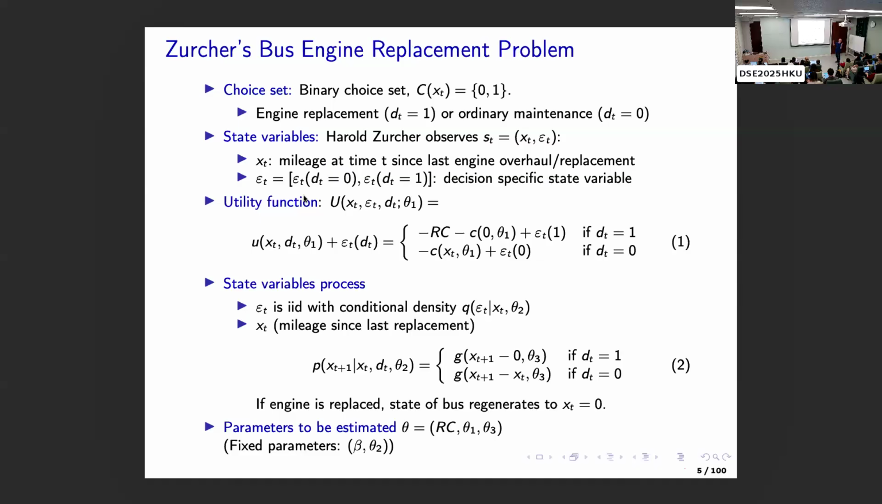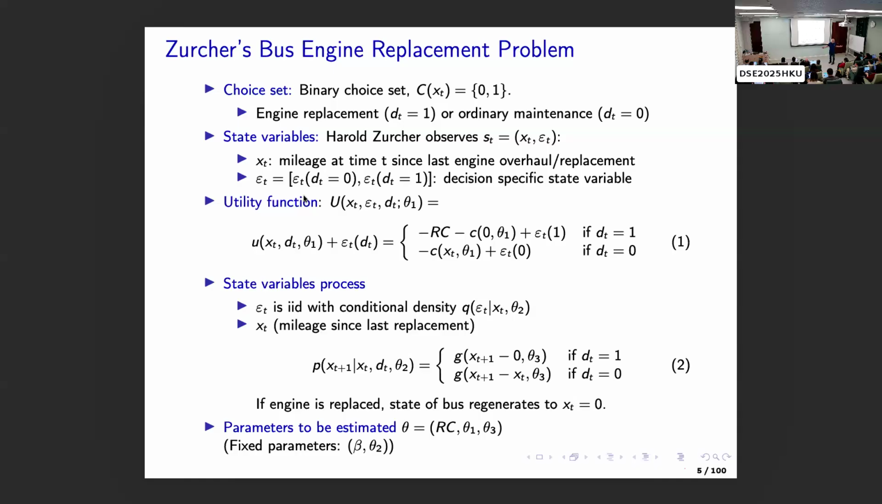So here's the model. The bus engine replacement model, a simple binary response, 0, 1. 1 if you're replacing the engine, 0 if you're not. Okay, so just like Bob told us. And then we have these two sets of state variables. We're going to decompose into what is observed, X, and what is only observed by Harold Zurcher, these epsilons. Okay, and these are going to be taste shifters or idiosyncratic shocks to investment in engines, if you will. And they're going to be specific to the decision.